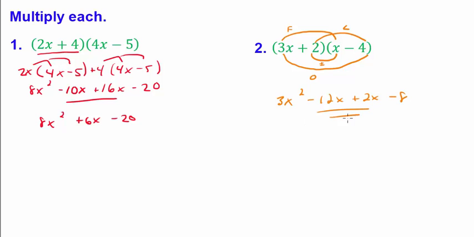From there, you are going to combine the two middle terms, so 3x squared minus 10x minus 8, and that is your final answer. That is the product.